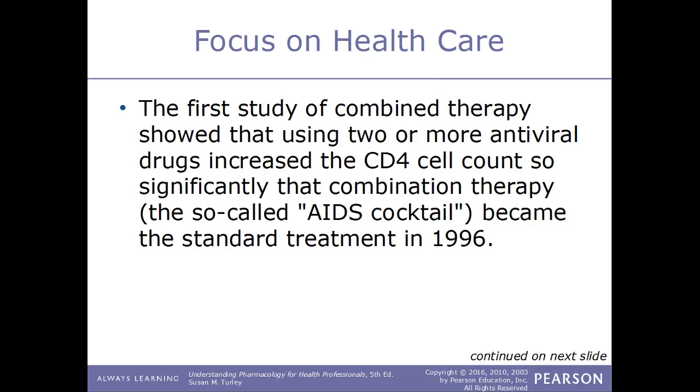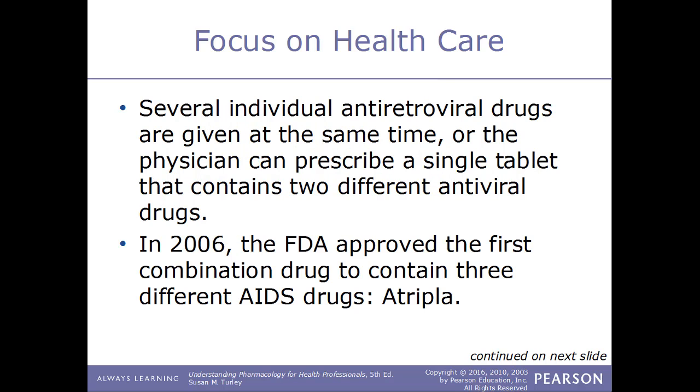The first study of a combined therapy showed that using 2 or more antiviral drugs increased the CD4 count so significantly that the combination therapy became the standard treatment in 1996, and this treatment is often called the AIDS cocktail. So several individual antiretroviral drugs are given at the same time, or the physician can prescribe a single tablet that contains 2 different antiviral drugs. And in 2006, the FDA approved the first combination drug that contained 3 different AIDS drugs, a triplet.